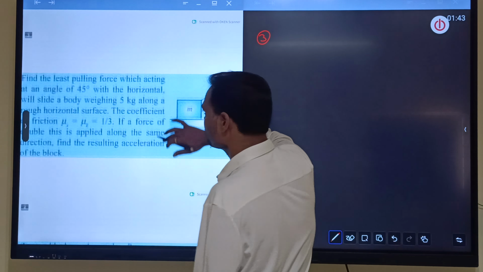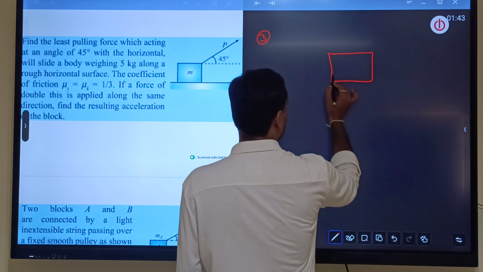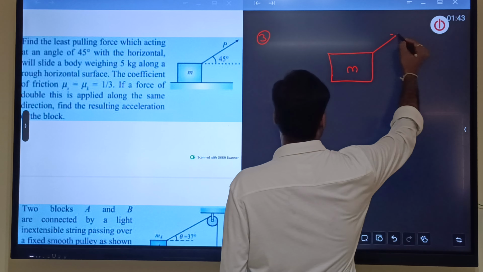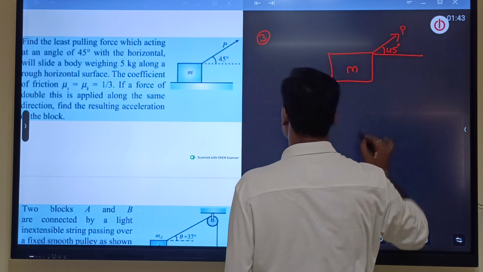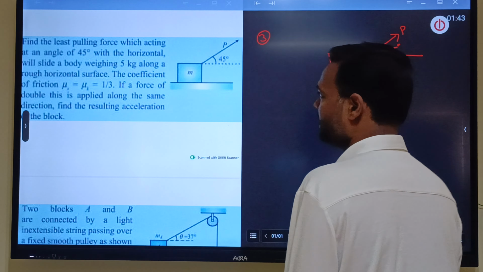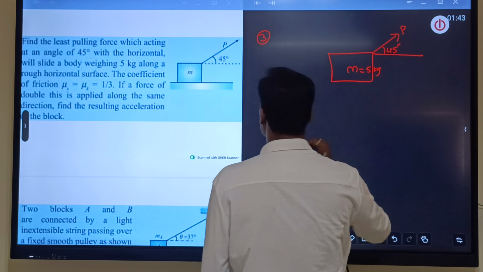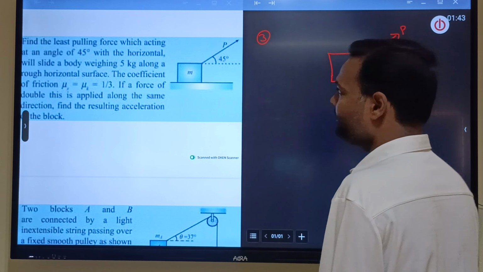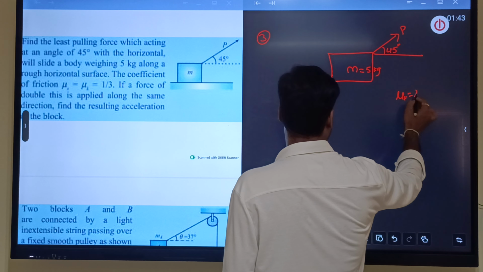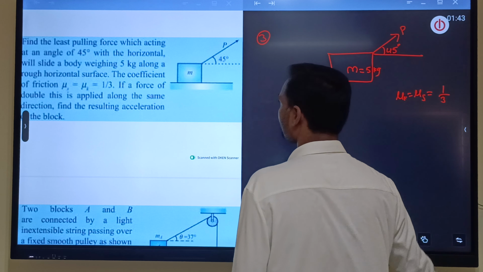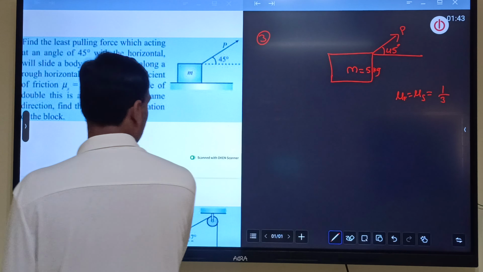Find the least pulling force which is acting at an angle of 45 degrees. See, it is a mass m, and force P is acting making an angle of 45 degrees with the horizontal. It will slide a body weighing 5 kg along a rough horizontal surface. The coefficients of friction mu s and mu k are both given the same value, 1 by 3. If a force of double this is applied along the same direction, find the resultant acceleration of the block.